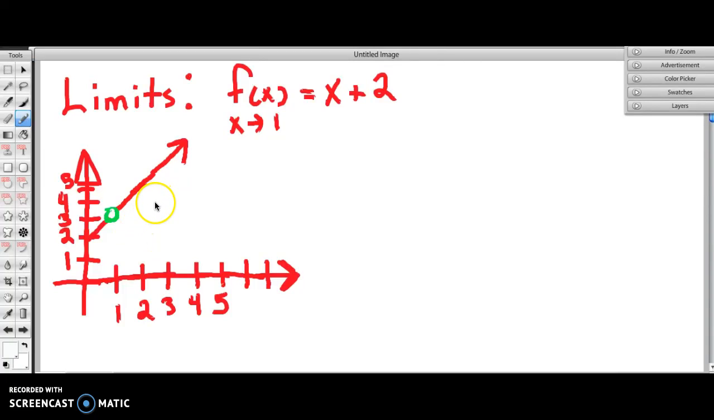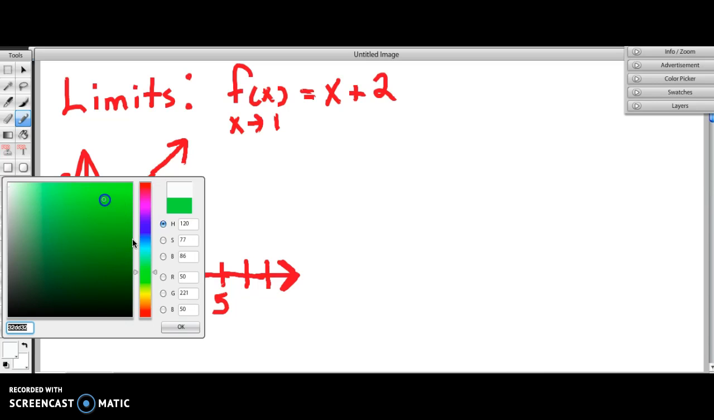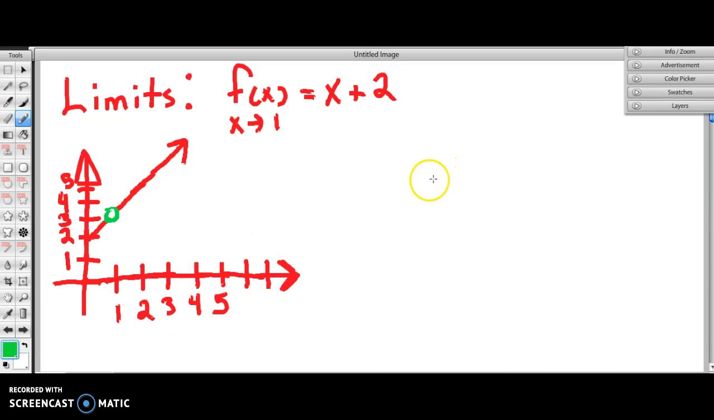All right, so here's our second video on limits. Now, when we're talking about limits, we need to specify the difference between what a limit is and what a value is. So we have the word value, and then we have the limit.